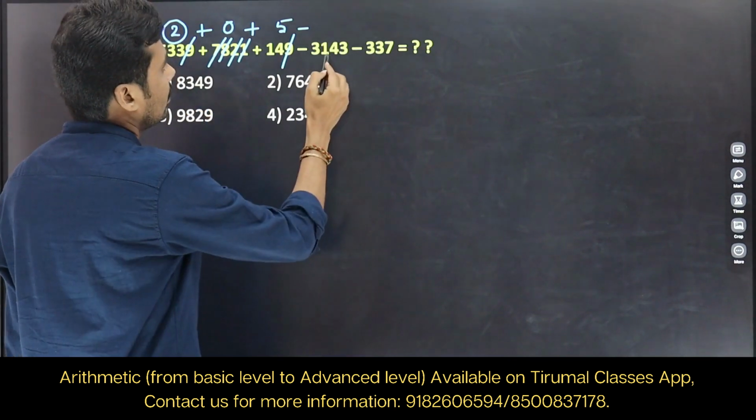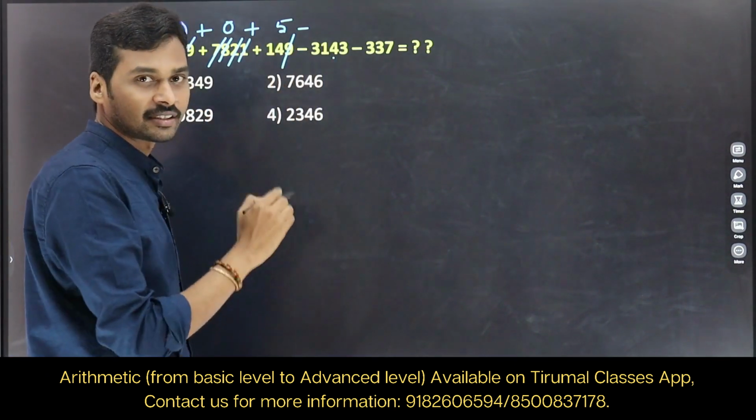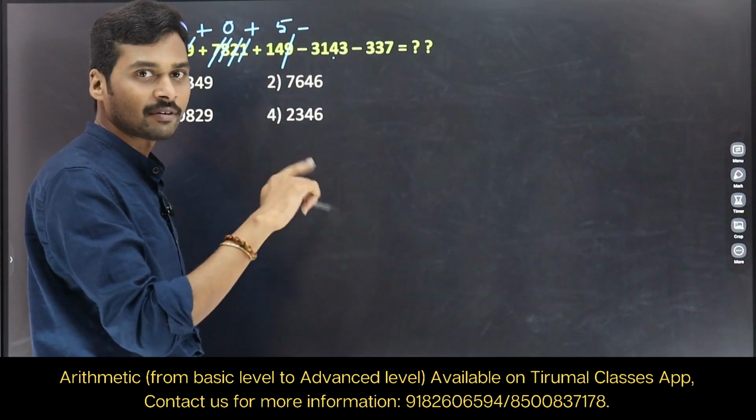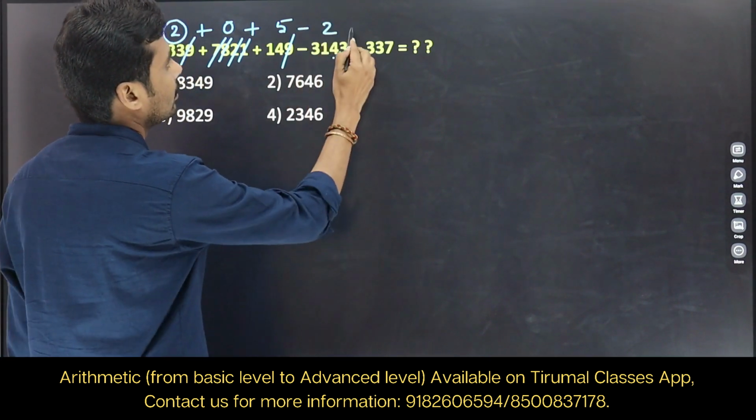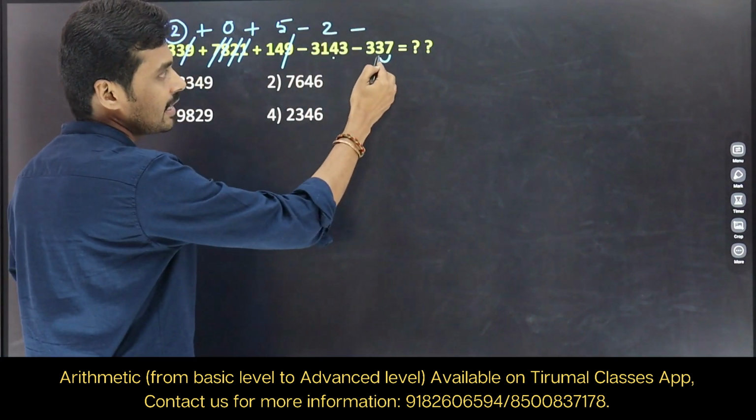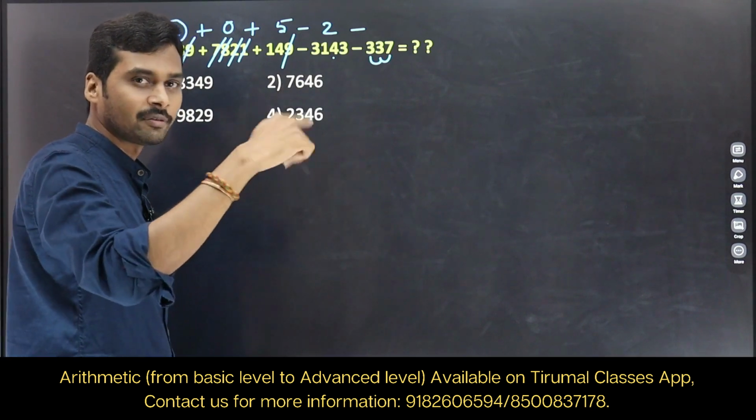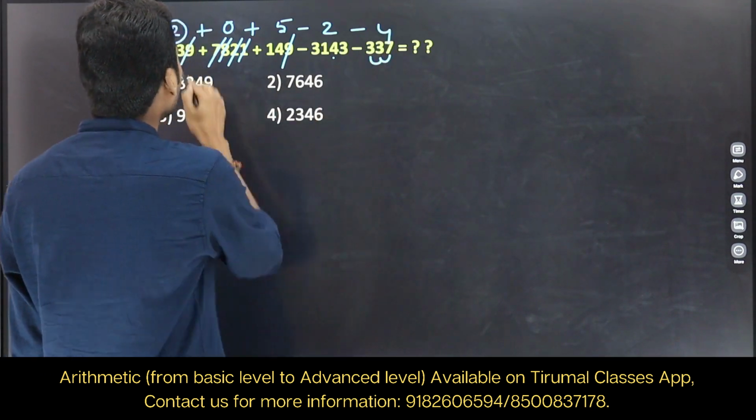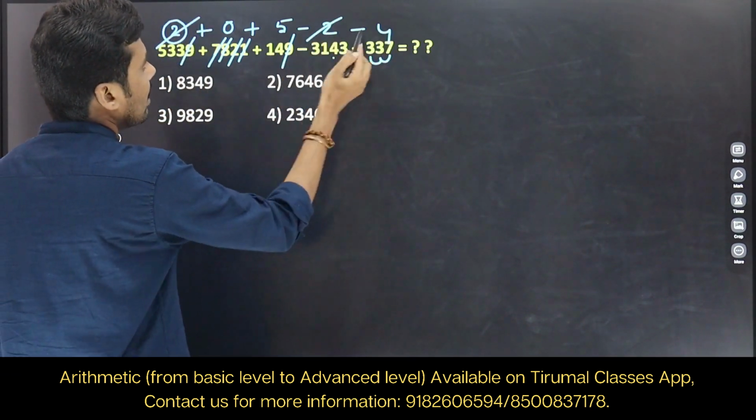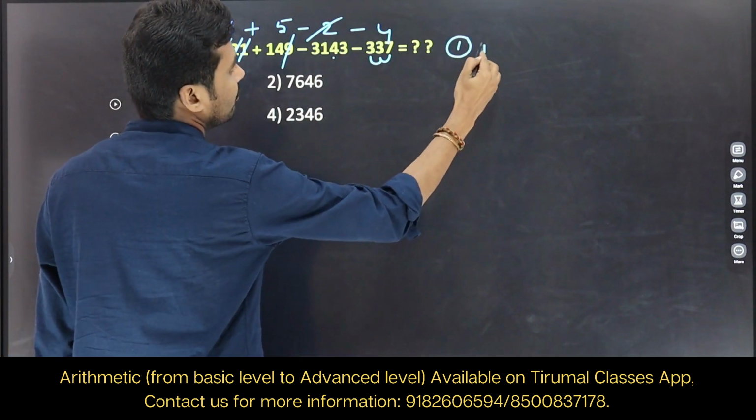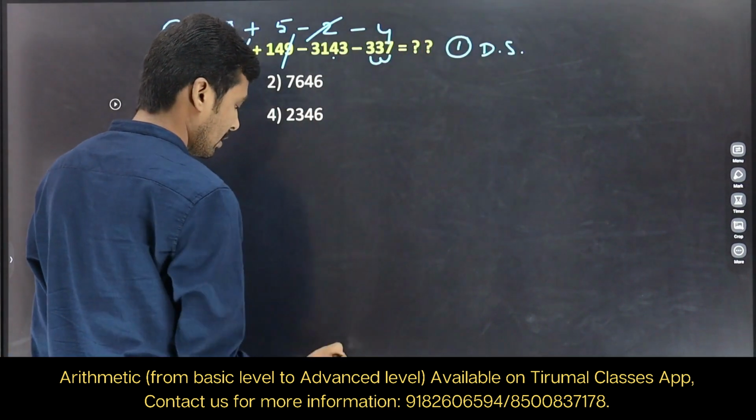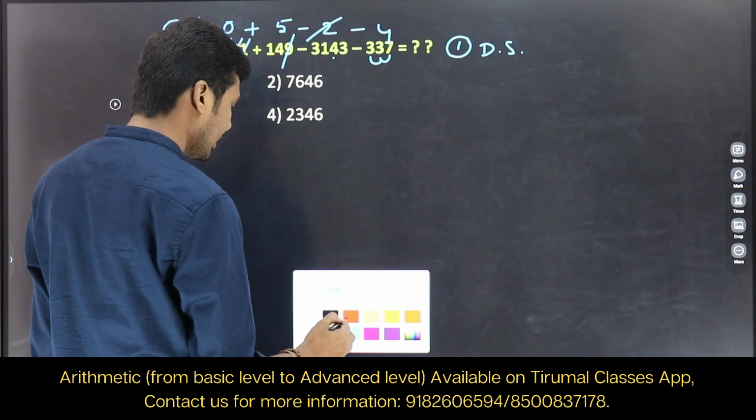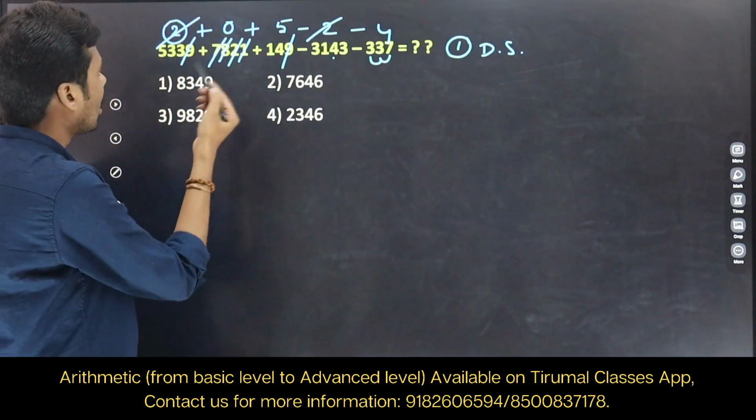Minus, here 4 plus 3, 7. 7 plus 3 is 10. 10 plus 1 is 11. 11 means that 1 plus 1 is 2. Minus 7 plus 3, 10. 10 plus 3 is 13. 13 means that 1 plus 3 is 4. So here plus 2 minus 2 get cancelled. 5 minus 4 is 1. So the final DS value is 1. Now I have to look for the DS values of the options.